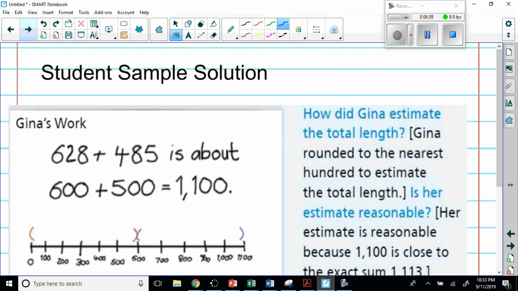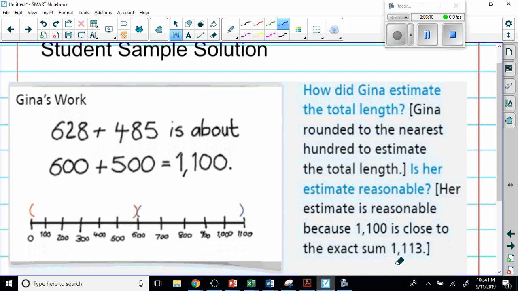A way to check to know if your estimate is close or reasonable is by actually working out the problem 628 plus 485. And the answer to that, it shows it down here in the explanation, the exact sum would have been 1,113.